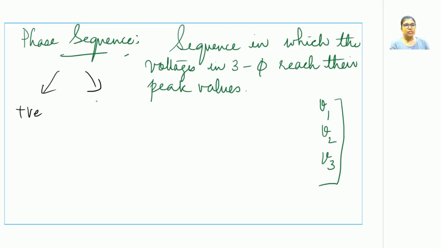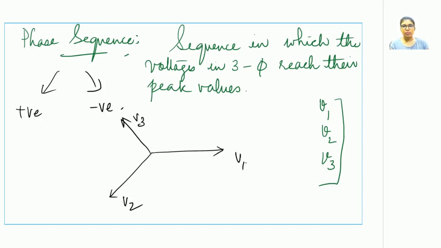One is positive phase sequence, another one is negative phase sequence. So for that, let me first draw the phasor diagram once again. The phasor diagram is represented as this: V1, V2, V3 all same in magnitude, and they are separated by an angle of 120 degrees each. Now these voltages or these phases have been given a particular name. The reference voltage or the first voltage that we begin with is called R, representing red. The second one is given as Y, representing yellow. The third one is B, representing blue.